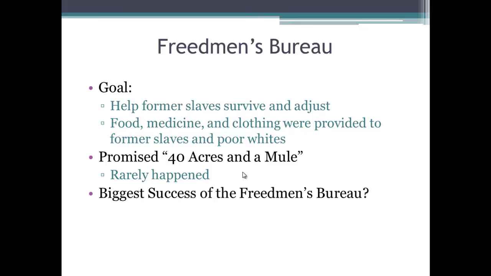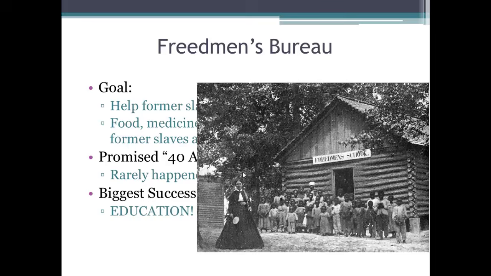But the biggest success, you must know, the biggest success of the Freedmen's Bureau was not providing food, it was not providing medicine, it was not providing 40 acres and a mule. Rather, it was providing education. Hundreds of thousands of blacks were educated. That's very important because during the Civil War and prior to the Civil War, it was illegal for blacks to learn how to read and write, and their illiteracy rates were as high as 90% for African Americans. So the Freedmen's Bureau helps address that. Know that, guys.